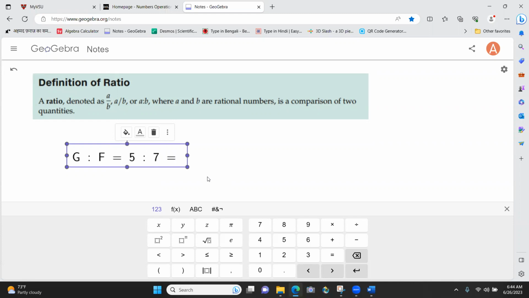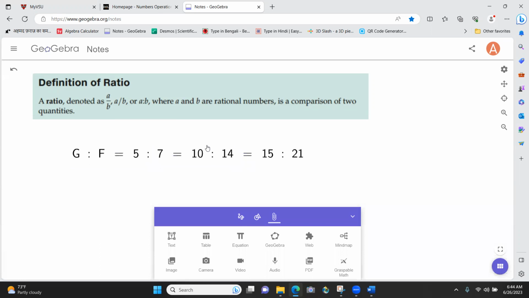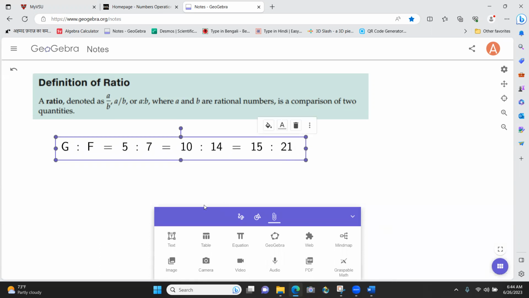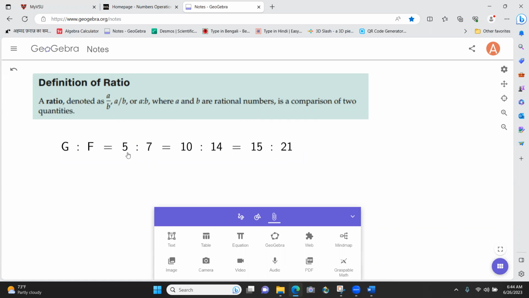This is also equal to, if you multiply 5 by 2, you're going to get 10. If you multiply 7 by 2, you're going to get 14. Okay? If you multiply 5 by 3, you're going to get 15. If you multiply 7 by 3, you're going to get 21. So all those scenarios could be possible. Okay. Ratio is the simplest form when you compare two quantities using rational numbers. Generally, we are going to see integers like 5 and 7. They can be rational numbers.